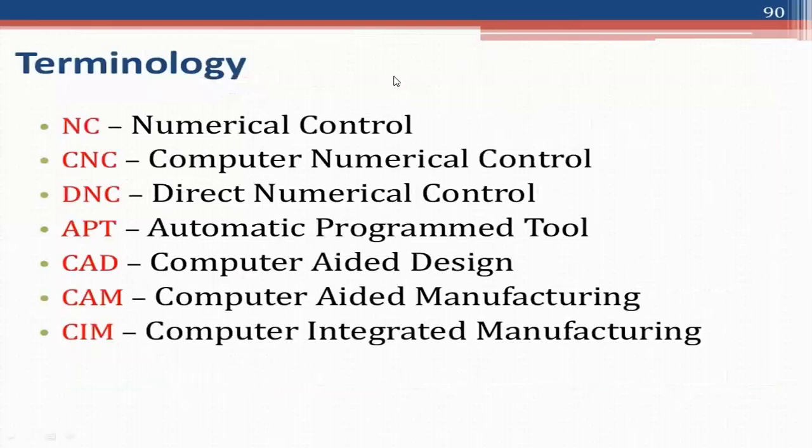Terminology: NC means operated by numerical control. CNC is computer numerical control, DNC is direct numerical control, APT is automatically programmed tool, CAD is computer aided design, CAM is computer aided manufacturing, and CIM is computer integrated manufacturing. These are the terminology of the unit.